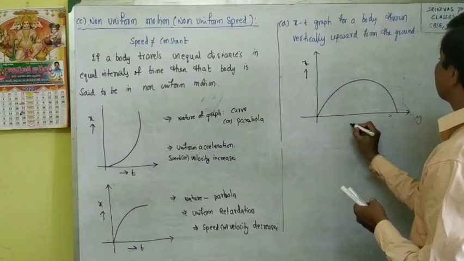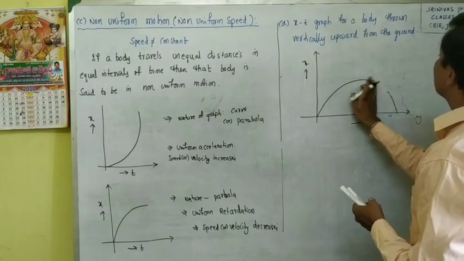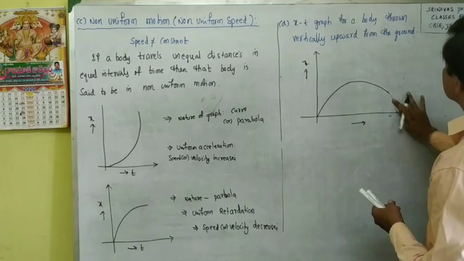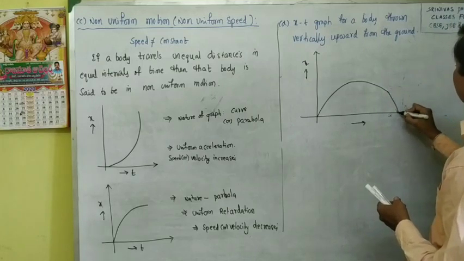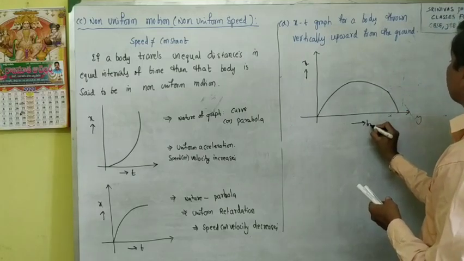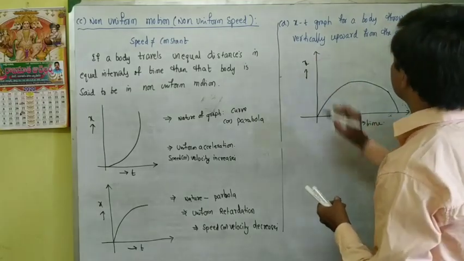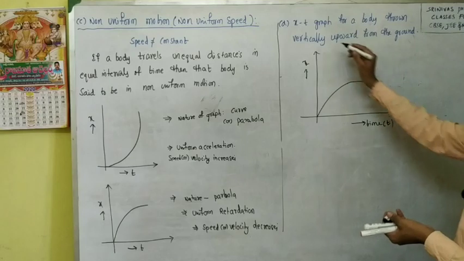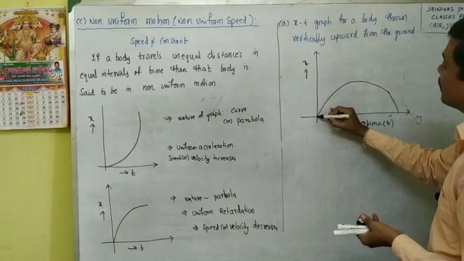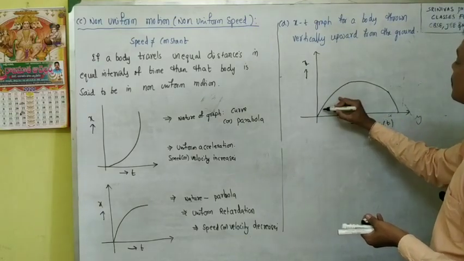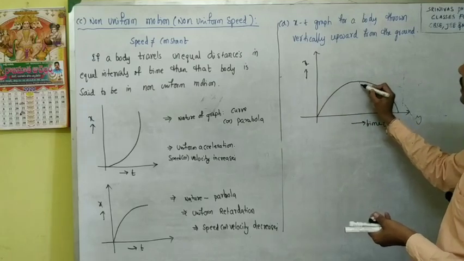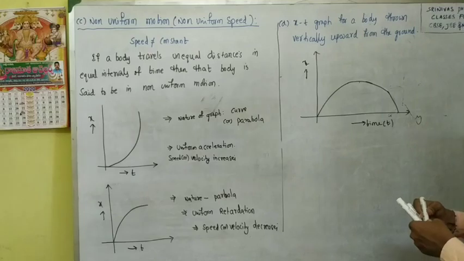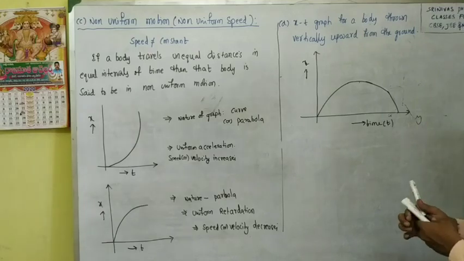This is the graph between the position and time in case of what? This is the time graph, and this is the position time graph for the vertically upward projected body. Here this indicates velocity decreases, and this indicates velocity increases. What is this? Let us see here. Let us try to understand these things.